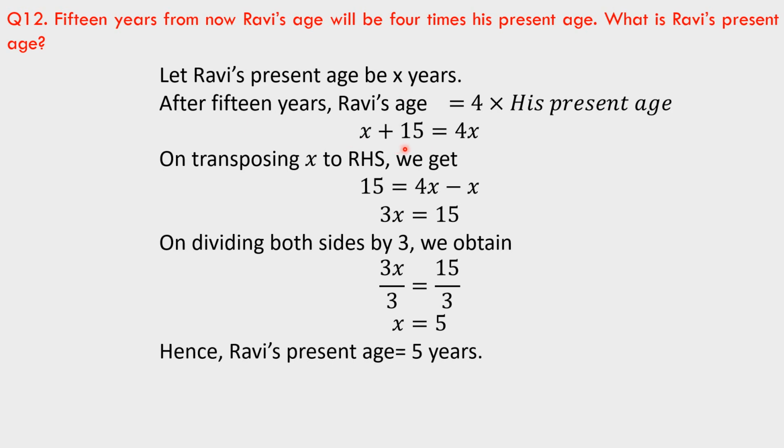And also, this same age is 4 times his present age. Again, present age is x, so 4 times x is 4x. According to the question, both these quantities are equal, so after equating them, we get x plus 15 equals 4x. On transposing x to the right-hand side, we get 15 equals 4x minus x. Here, 4x minus x will be 3x. Again, हम इसे दोनों साइड 3 से डिवाइड करेंगे तो हमें मिलेगा x equals 5. Hence, Ravi's present age is 5 years.